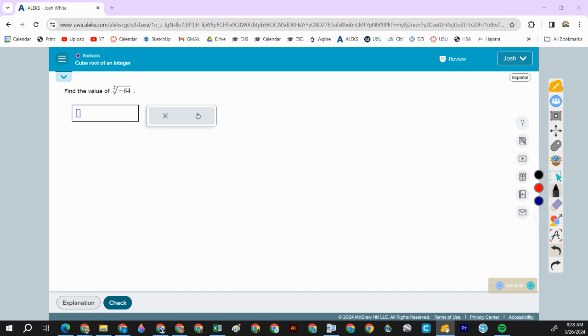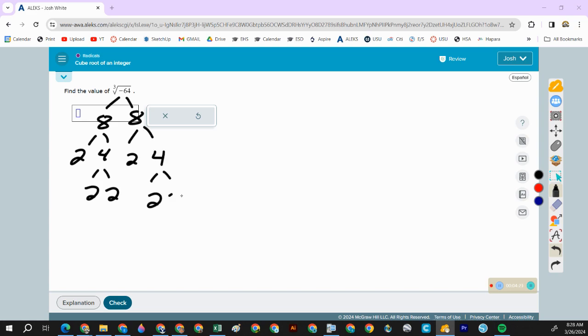All right, so this first problem, 64 is 8 times 8, which is 2 times 4, which is 2 times 4, 2 times 2, and 2 times 2. Now I cross off everything that factored, and I'm looking for triplets. So here's a triplet, and here's a triplet. Okay, so this brings out a 2, and this brings out a 2.